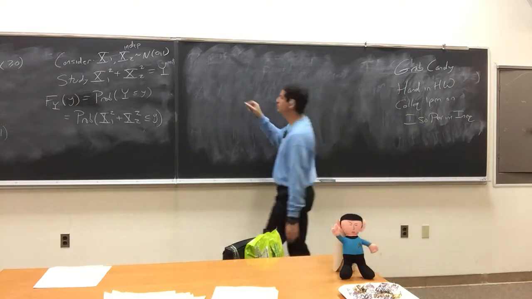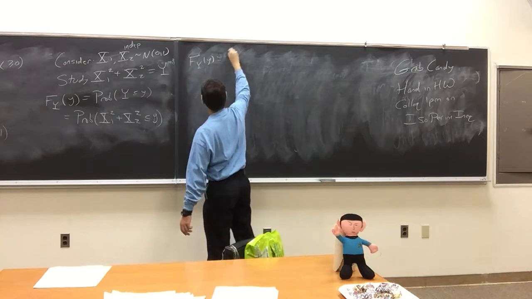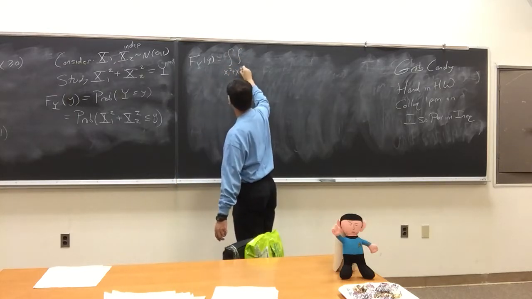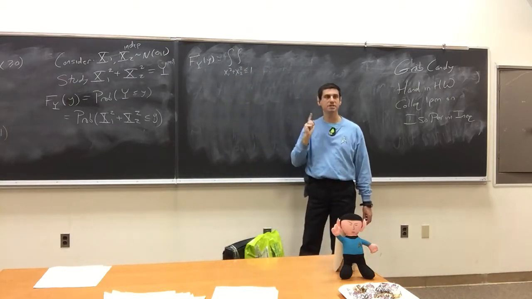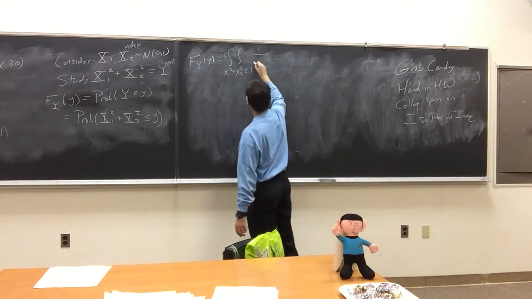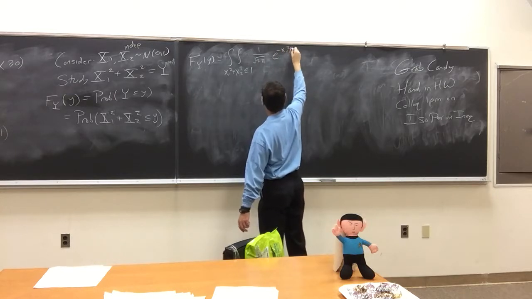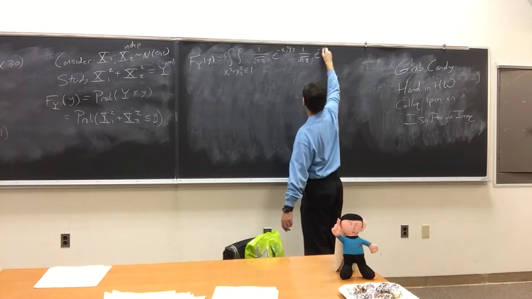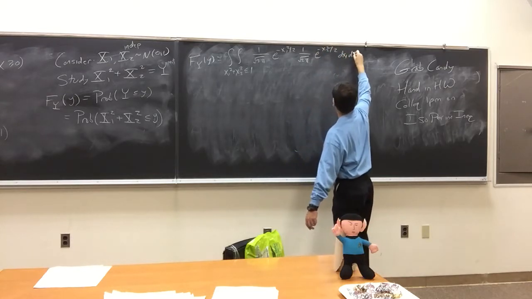So what we would want to do there is we would get f_Y(y) is just the integral over x1 squared plus x2 squared less than or equal to 1. Now I have the density, but my densities are the densities of normals. So I have 1 over square root of 2 pi e to the negative x1 squared over 2, times 1 over square root of 2 pi e to the negative x2 squared over 2, dx1 dx2.